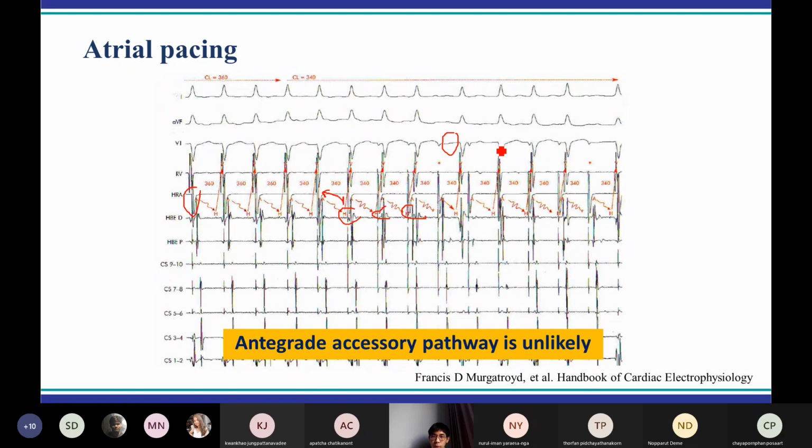Okay, if there is no question, the keyword is: when there is AV block and dissociation between A and V, which means there's no connection between atrium and ventricle, the patient is unlikely to have an accessory pathway. This is a keyword.